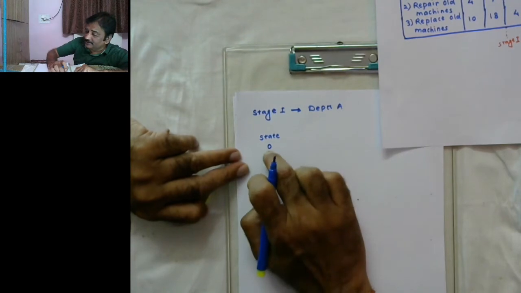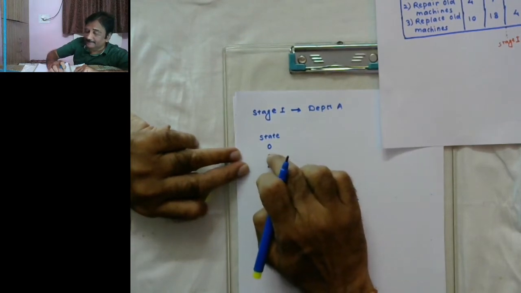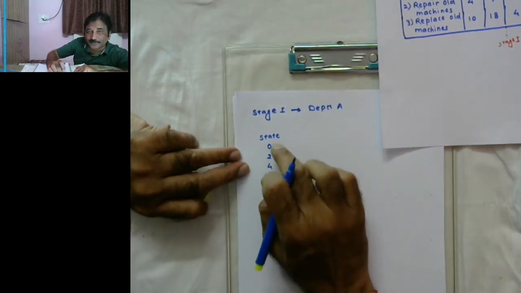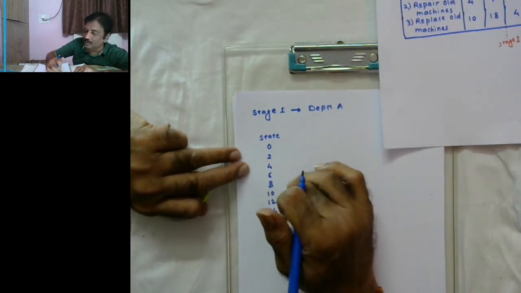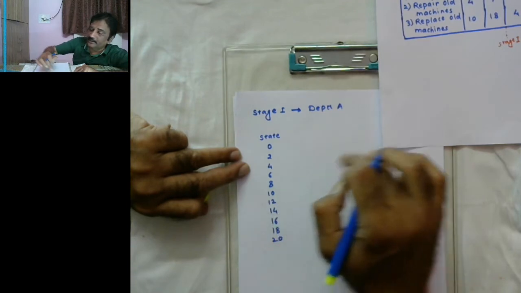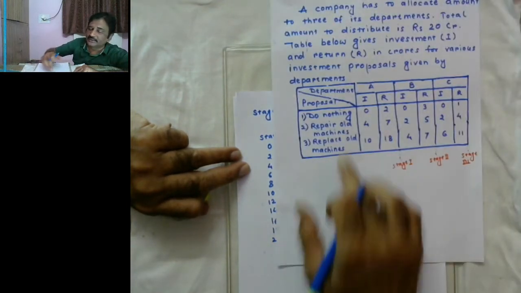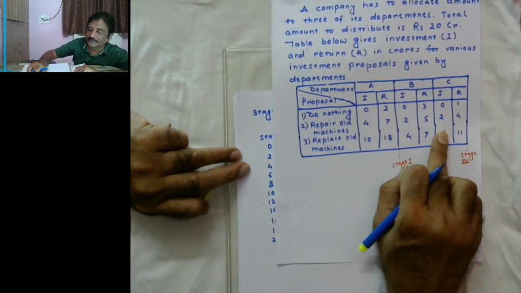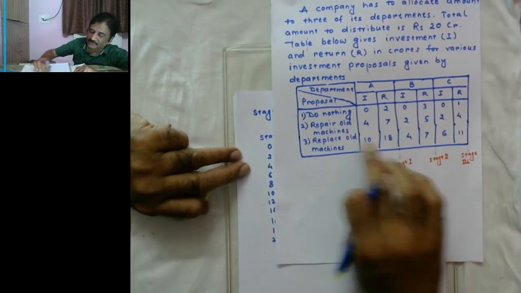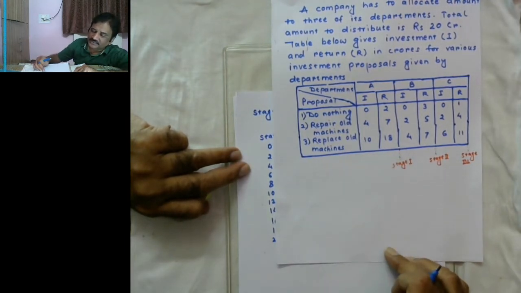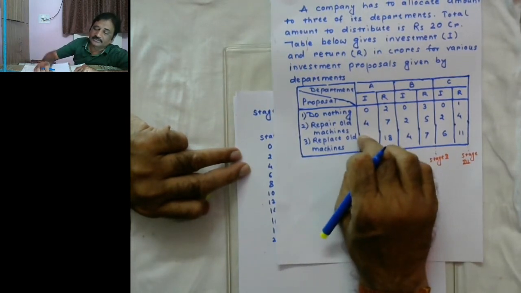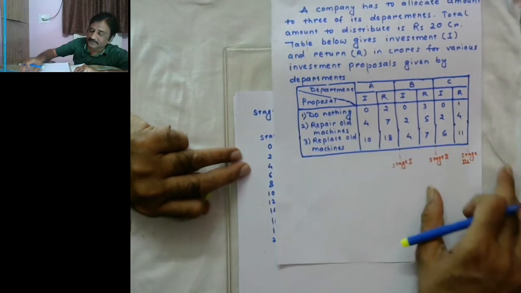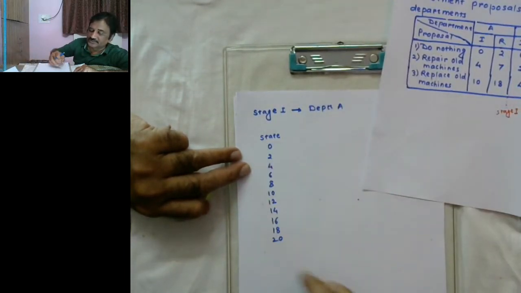There is no point in considering states like 1 crore or 50 lakh or 10 lakh, because we don't have any that kind of investment given in this problem. So whatever your state should be, it is such that the return for that we need to find. Okay, right? So we have these states.